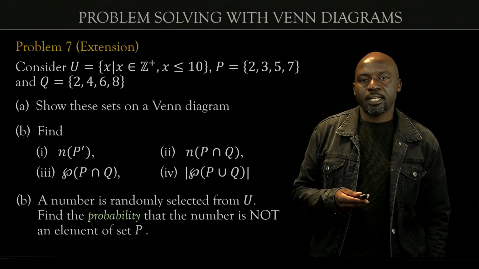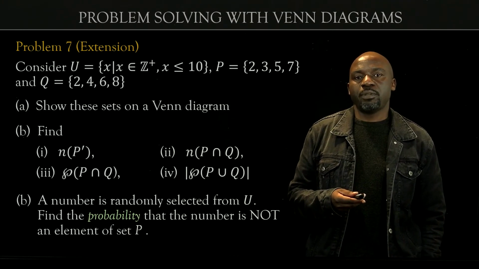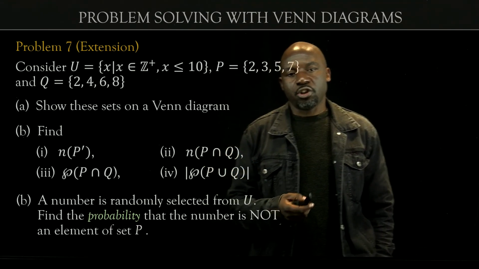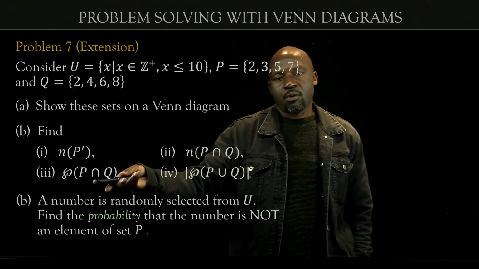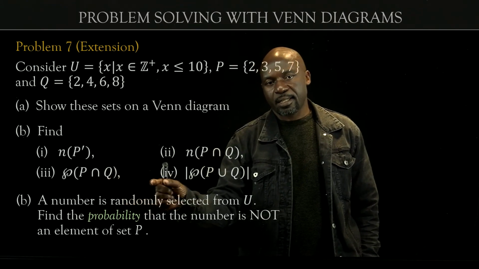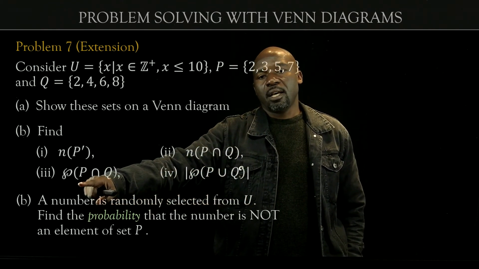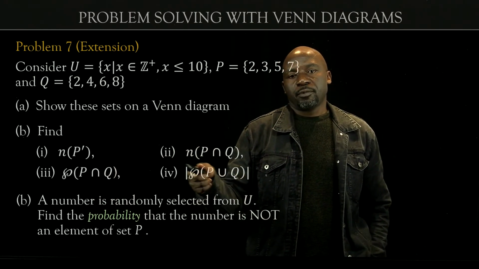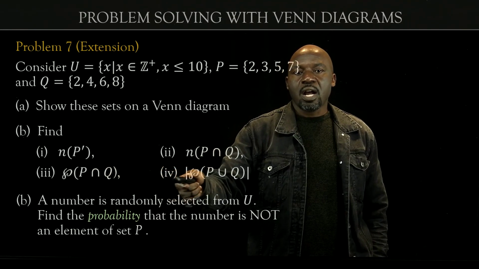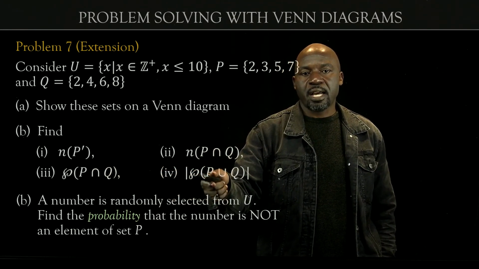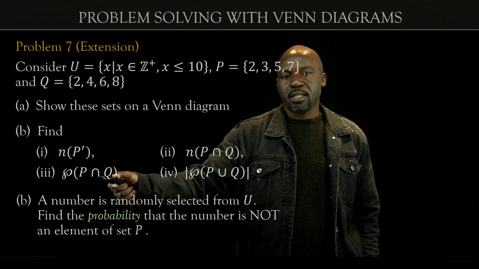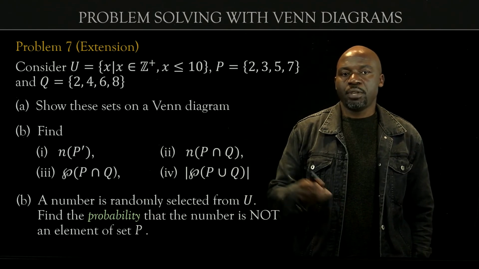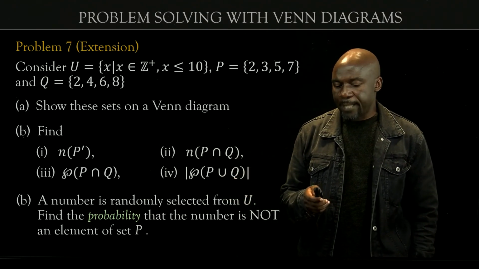And part B, find the number of elements in the set P complement. Find the number of elements in the set P intersection Q. Find the power of the set. That means listing the subsets. How many subsets are in P intersection Q? That means the power of the set. And now how many? This is referring to the number of subsets. So here you are listing the subsets, and here you are counting the number of subsets in the set P union Q.